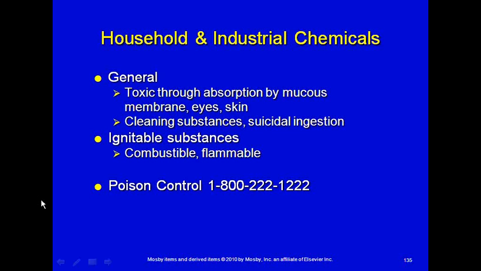When we're talking about household and industrial chemicals, they can be absorbed through the mucous membranes, the eyes, and the skin. We see them in cleaning substances, and oftentimes, if someone drank one to commit suicide, that can happen. So knowing the poison control number, 1-800-222-1222, is extremely important.